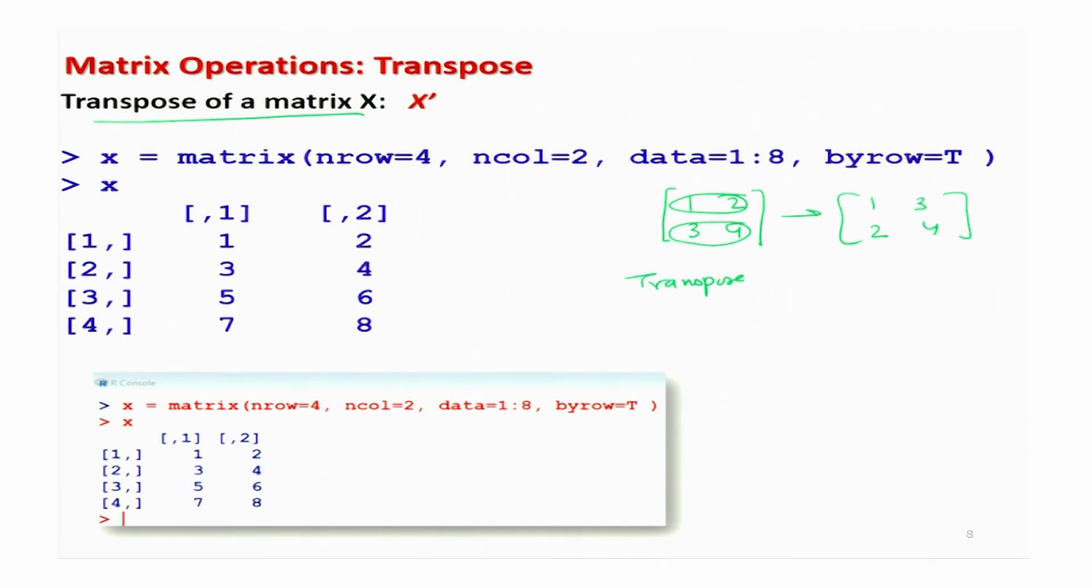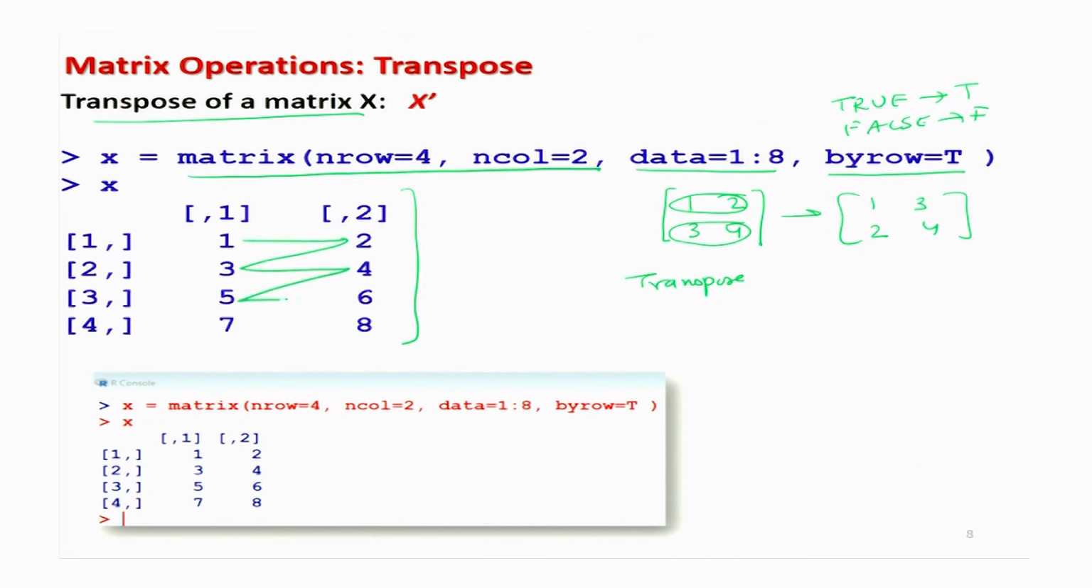For that, suppose we define a matrix of order 4 by 2 which has the data values 1, 2, 3, 4 up to 8 and byrow is equal to TRUE. And you know that instead of using TRUE and FALSE, we can also use capital T and capital F respectively. So I use T, and that gives me this type of matrix in which the observations are row wise arranged. You can see 1, 2, 3, 4, 5, 6, 7, 8.